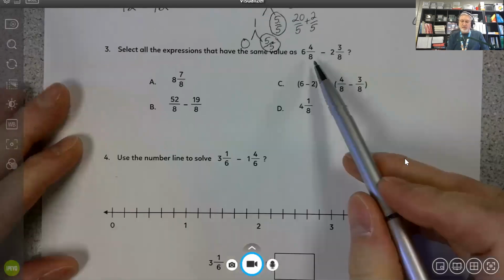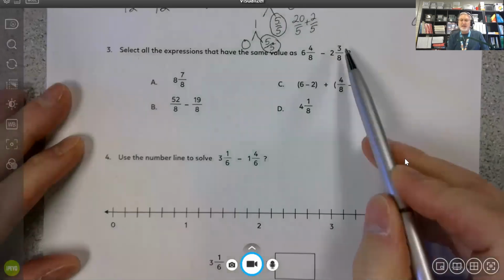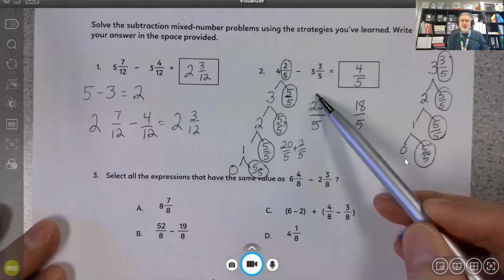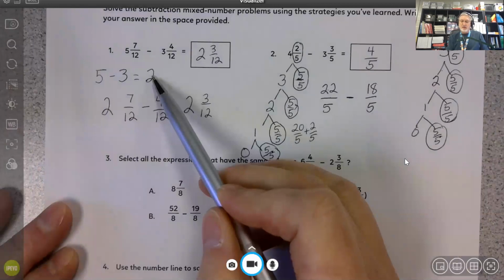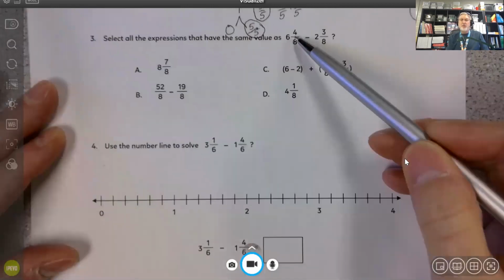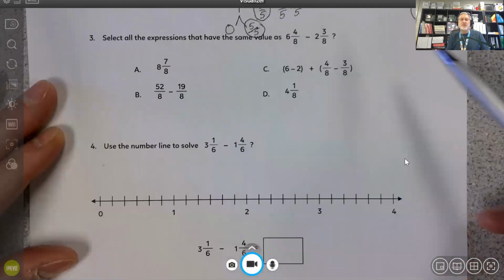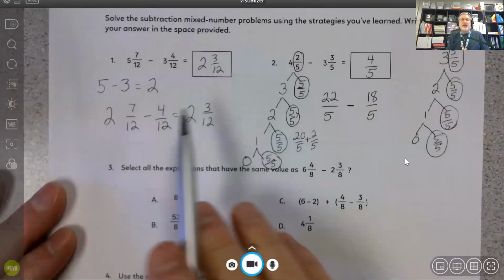All right, I'm going to have 4/8 minus 3/8. Am I going to have to regroup like this problem 2, or am I going to be able to just subtract like problem 1? Well, I can take 3 from 4, right? So I should just be able to use this strategy here.